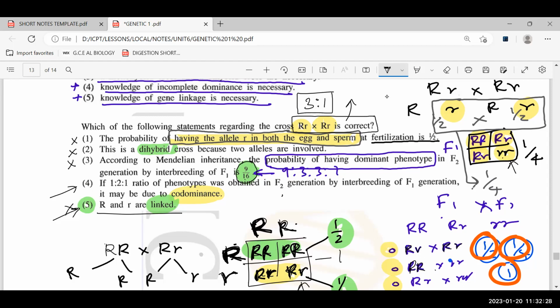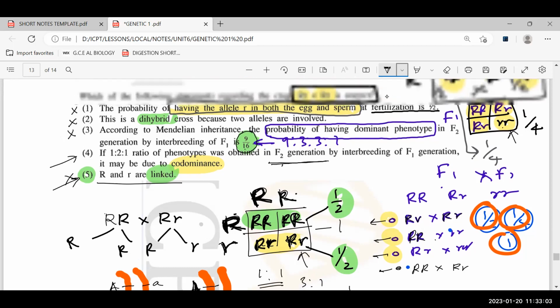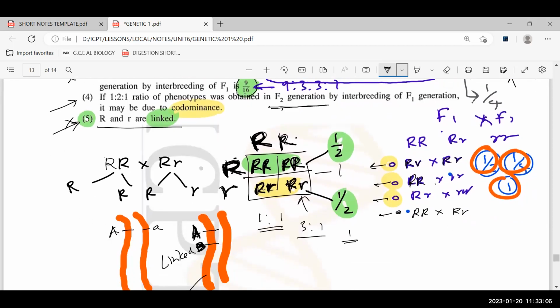And in the F2 generation, in any of these crosses, we get 1 to 1 for this case, 3 to 1, and so on. So we are getting these ratios. You can draw a Punnett square and check. We get this kind of ratio.